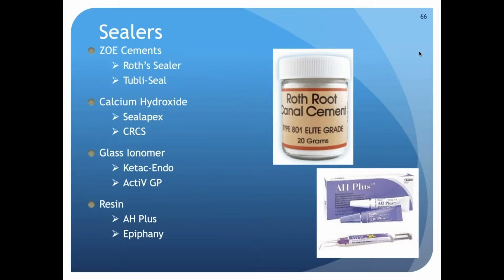So some of our classic ones are ZOE cements, like your Ross root sealer. Some of us may have used that. I know I have. I've been told they don't even make this anymore. There's some calcium hydroxide based, like Sealapex, glass ionomer based, like Hybrid Endo or Active GP, and then our resin based, like AH Plus or Epiphany.